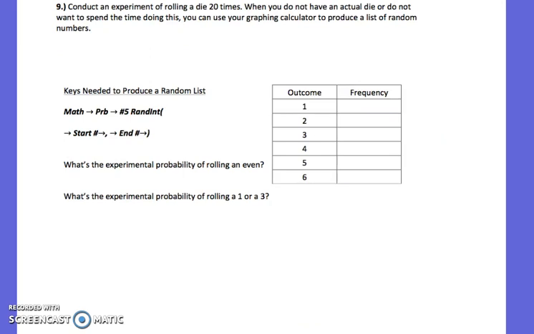Okay, the next thing that you can do, I'm going to have you do this with some people. You can use your graphing calculator for this. We are not going to worry about this in the video. This would be something that we would do as a class.